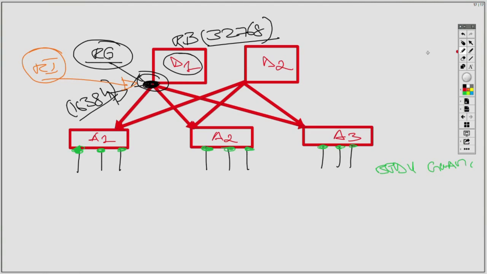So on the diagram, you're going to configure the root guard feature on the distribution switches, on the downstream ports facing your access switches. So you're going to go in the network and configure BPDU guard on the access switches facing the endpoints, and go on the distribution switches and configure root guard on the downstream ports facing the access switches.